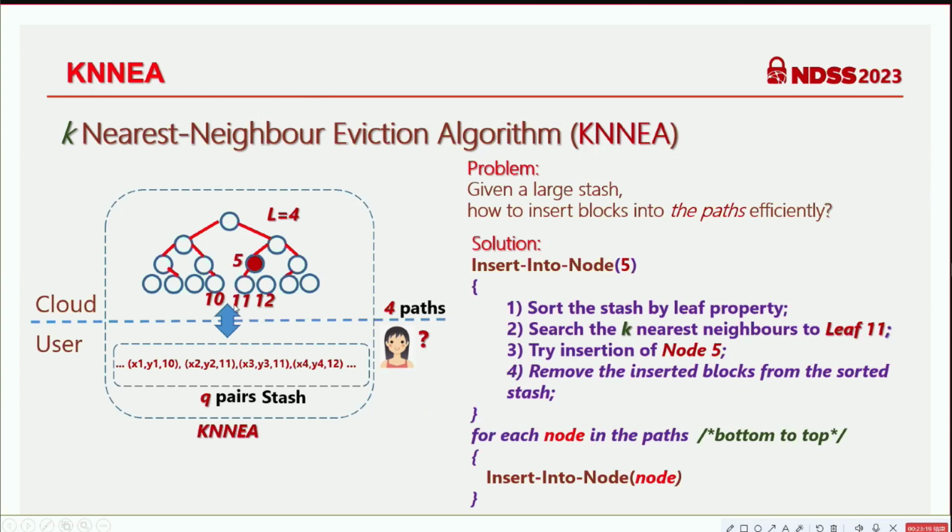For example, to insert into node file, the algorithm scans only K data blocks in the stash. However, KNEA should maintain a sorted array. In KNEA, removing the inserted block from the sorted stash takes big O R time, below the insertion. Thus, the insertion time is big O R squared.